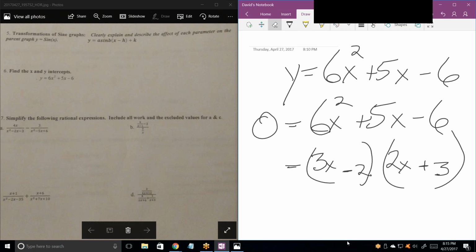Now, what else did they ask here? Find the x and y-intercepts. So we're not quite done. What's the x-intercept? Or intercepts? Negative 3/2 and 2/3.